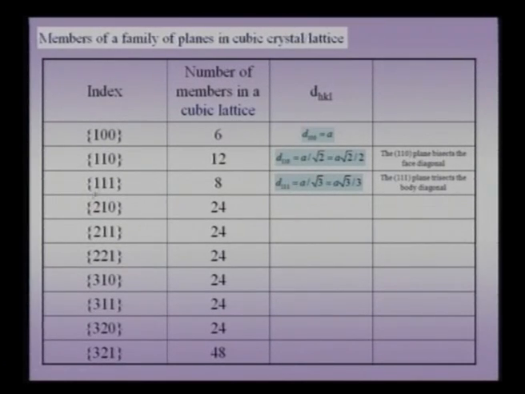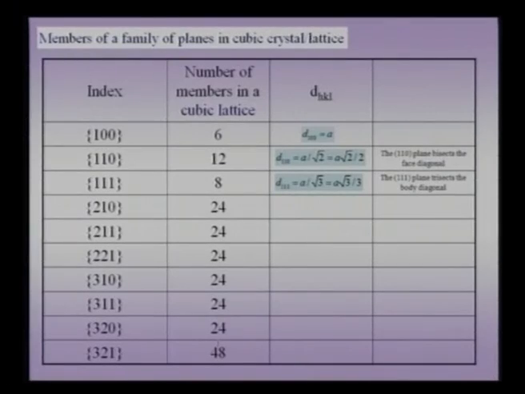You go to higher index planes like 210, 211, 311 or 321, and you will see that the number of members increases from 12 to 24, then to 48 members. The 321 plane has 48 members in the family, which is the maximum any family in the cubic lattice can have, because all 3 indices are different. You can permute all 3 indices, which gives 3 factorial ways. You can make them negatives, and therefore you end up with 48 distinct members in this, the largest family.